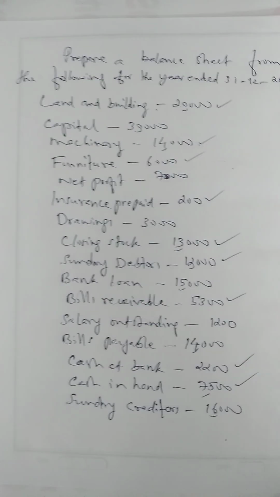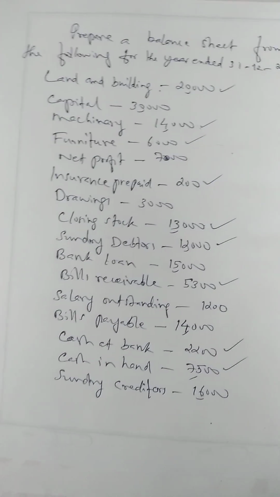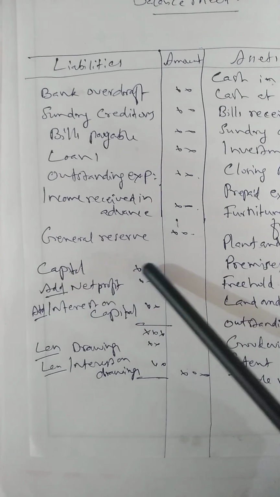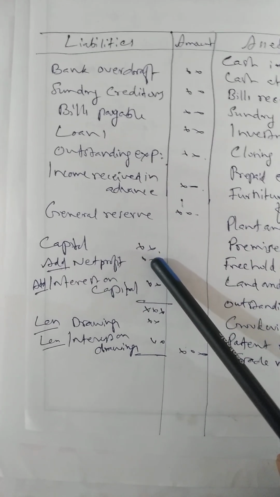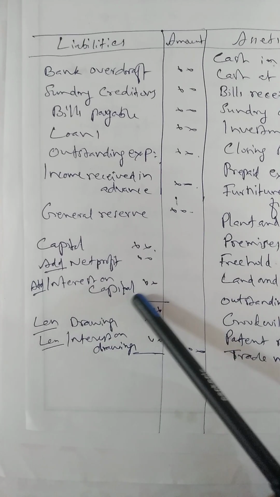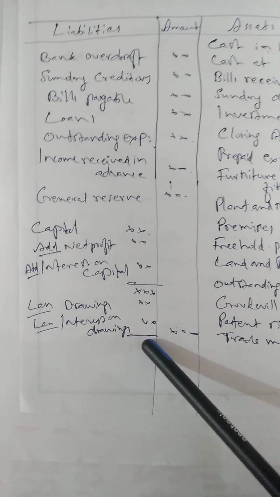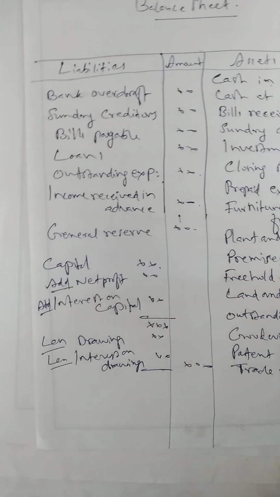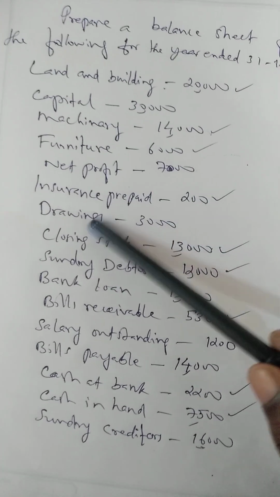Similarly, all unticked items represent liabilities. The first item is capital. If you refer to the format, while writing this capital, the capital is to be taken in the inner column, and net profit is to be added to that. Interest on capital, if any, should be added. Then after adding these three items, deduct drawings and interest on drawings. In our question, there is no interest on capital and interest on drawings, but capital, net profit and drawings are here.